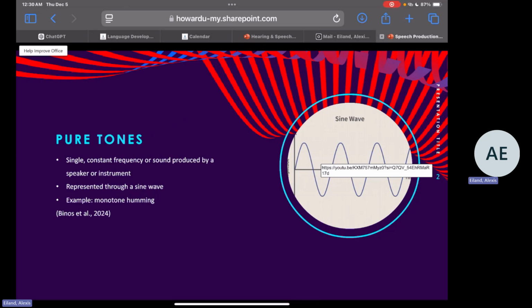Pure tones are single frequency sounds, such as the sine wave on the right. They can be produced by either human speech or hearing tools. Although they are rare in human speech, they can be produced by monotone humming.